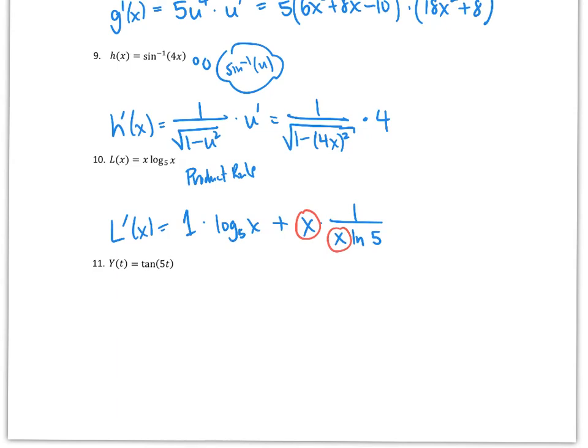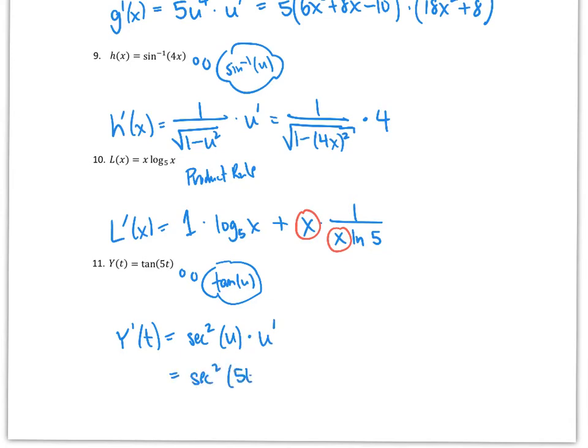Finally, we've got the tangent of 5t, and again, this is a chain rule problem. So think of this as the tangent of u. The derivative of the tangent of u is the secant squared of u, multiplied by u prime. In this case, my u is 5t, and the derivative of 5t is 5.